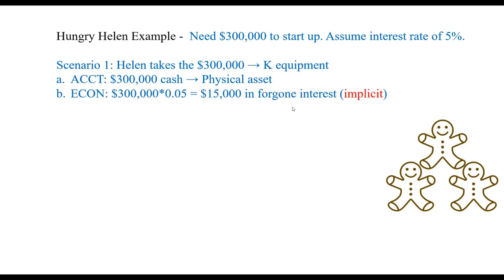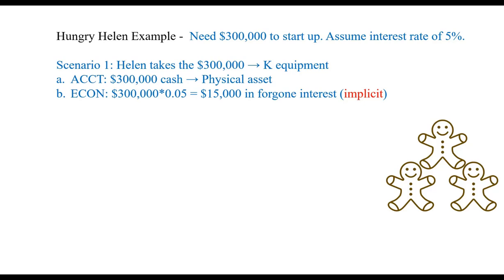However, the economist will say, well, you could have earned interest on that $300,000. So if the interest rate was 5%, you could have earned 5% on that $300,000 or $15,000. There is an opportunity cost then of taking that savings and using that savings to start the business. So we would say here there's an implicit cost of $15,000 in foregone interest.